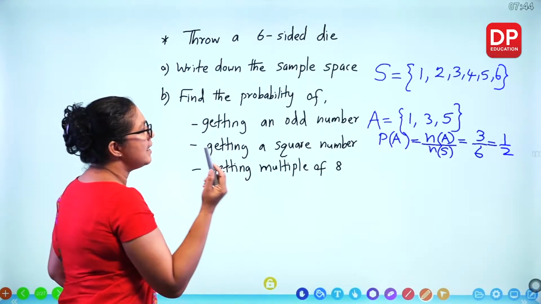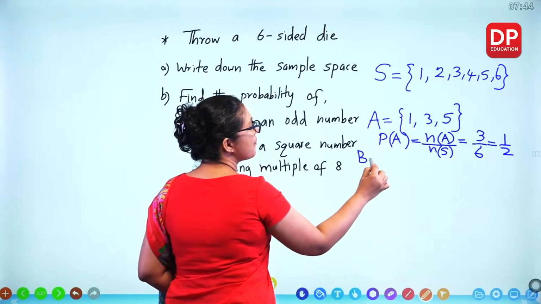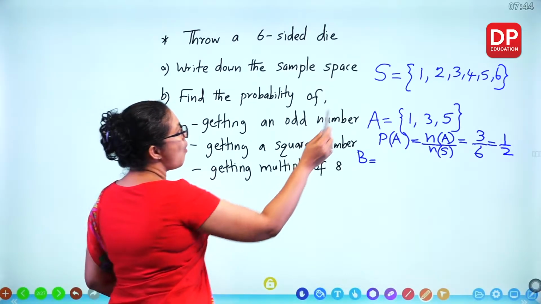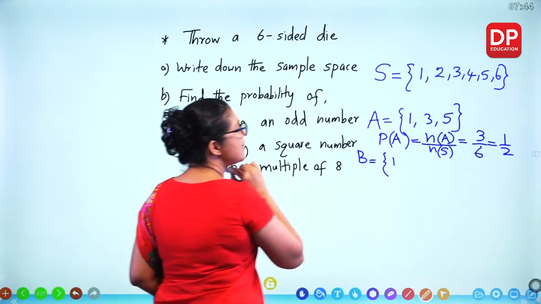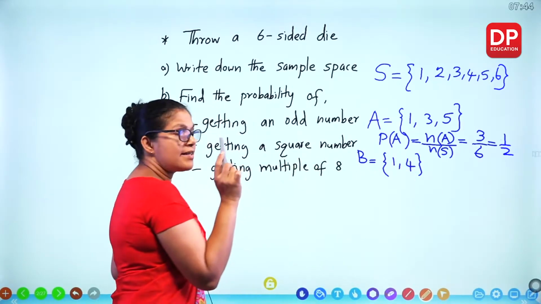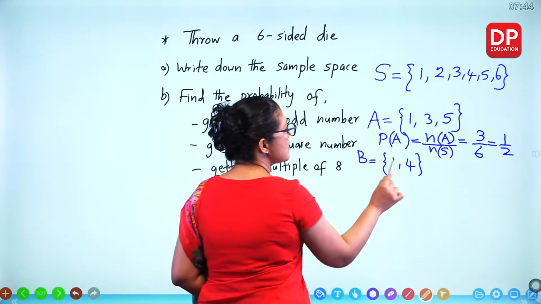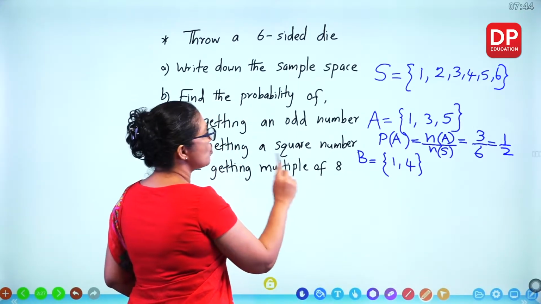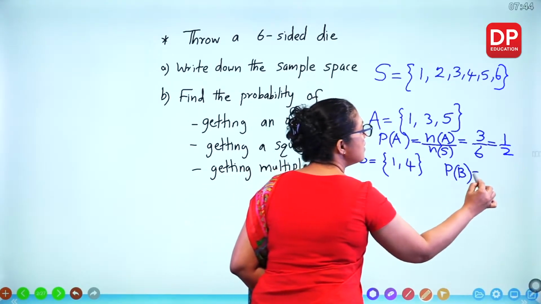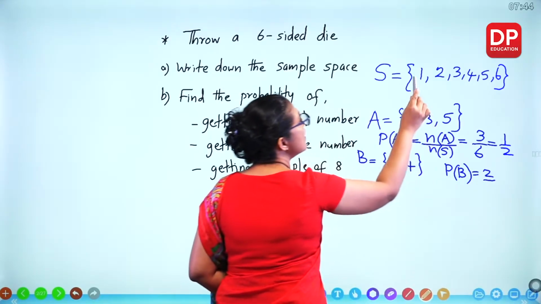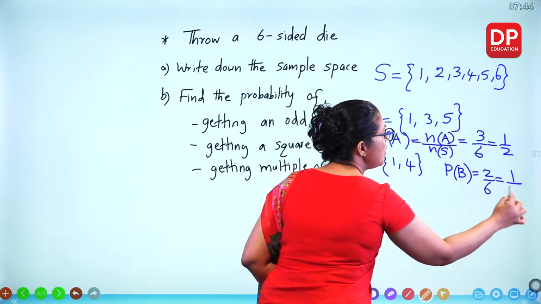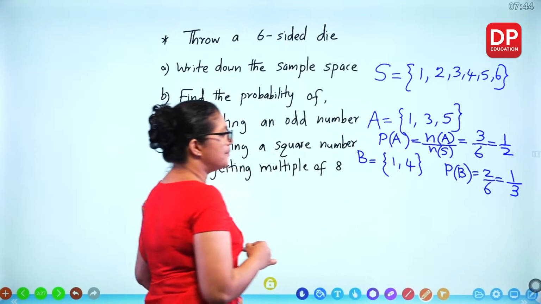Now look at this one. Getting a square number. We'll assign this one as B. What are the square numbers? We can take 1, 1 squared is 1. 2 squared, you get 4. 3 squared is 9, and 9 is not there. So how many elements? 2. So what's the probability of getting a square number? 2 over 6. You can simplify and write 1 over 3.